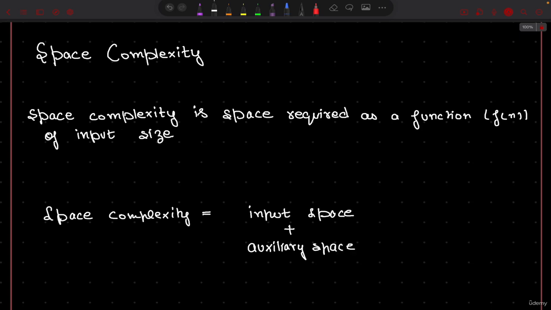Now let me explain them one by one. First thing is the definition: the space required as a function of input size, something which you have already understood with respect to time in depth. Now coming to space, the very first thing is the input space. Let's say you have written an algorithm to sort an array, bubble sort or insertion sort. For that algorithm, you will be taking in some input. I will be giving you a list, or tomorrow I can give you a linked list as well to sort. You will be taking that in as input, so that is some space we have to consider.